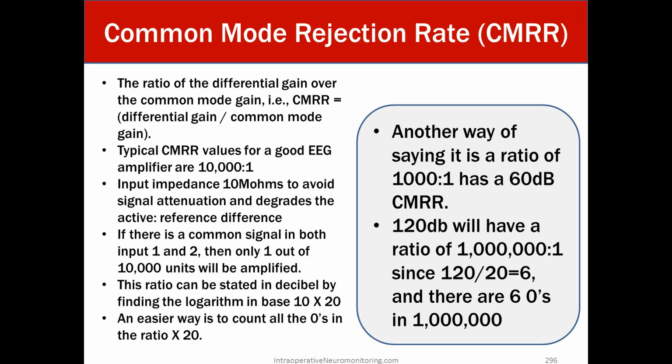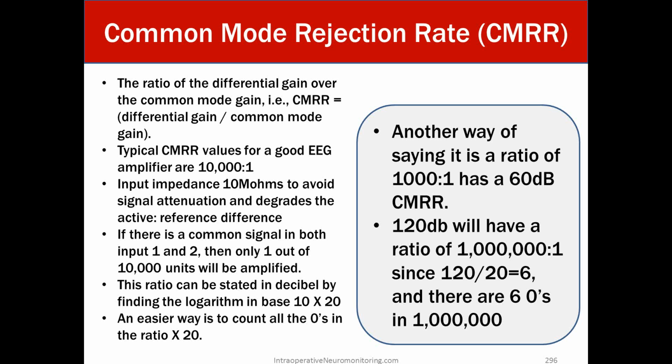Typically, the CMRR value for a good EEG amplifier is 10,000 to 1. Again, that's just another number that you have to have memorized and associated with the CMRR. Input impedance of 10 megaohms avoids signal attenuation and degrading of the active reference difference. If there is a common signal in both inputs 1 and 2, then only 1 out of 10,000 units will be amplified. This ratio can be stated in decibels by finding the logarithm base 10 times 20. An easier way is to count the zeros in the ratio times 20.